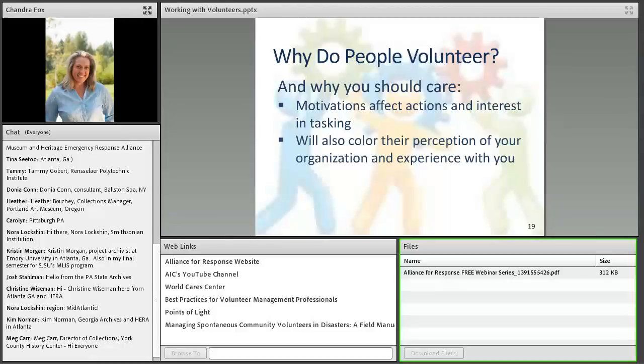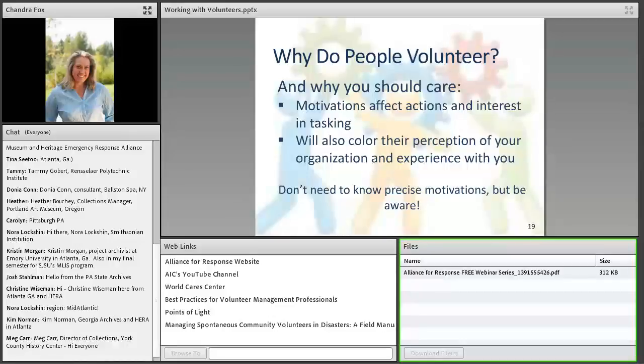And then secondly, perception. Perception is everything. Their motivations will color their perception of your organization and the experience they have with you. So if their experience with you is not meeting the needs of their motivations, their perception of you and your organization becomes negative for them. So it can become a problem. Fortunately, the reverse is also true. If things are positive and you're meeting their needs, then they're more likely to have a positive perception of you and your organization.